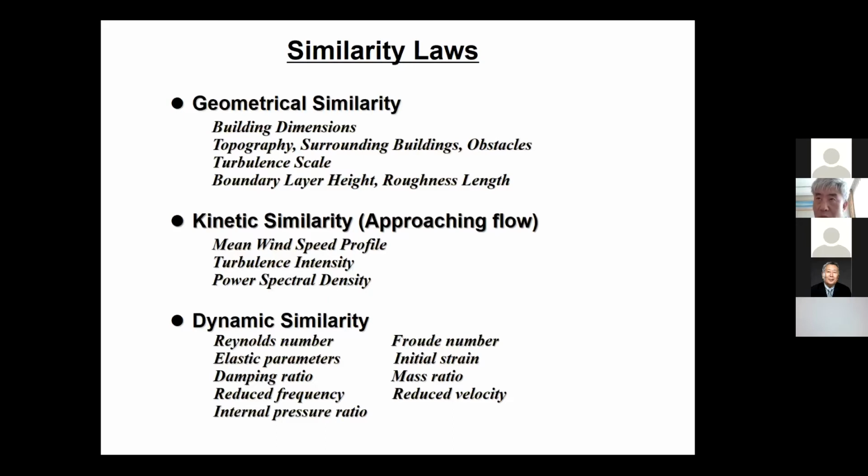As I just introduced, when we model the approaching flow in the wind tunnel, we have to consider the mean velocity profile, turbulence intensity, and power spectrum. And also a lot of dynamic similarities we have to consider. Otherwise, we cannot explain or extend our wind tunnel test to the real structures. If we want to extend the result to a real structure, we have to satisfy such similarity laws as much as possible.